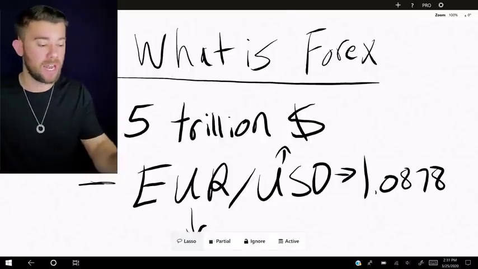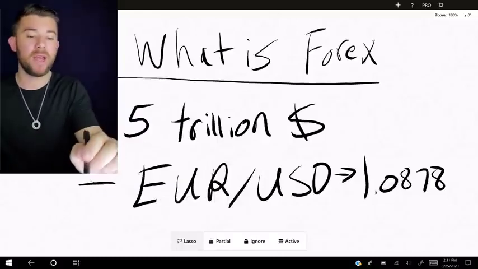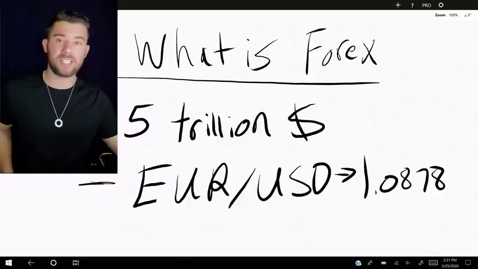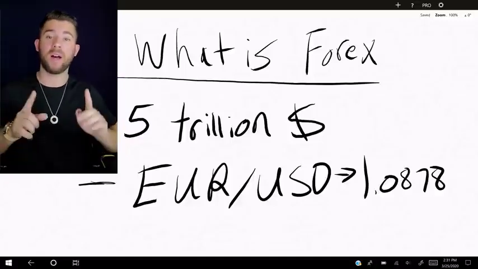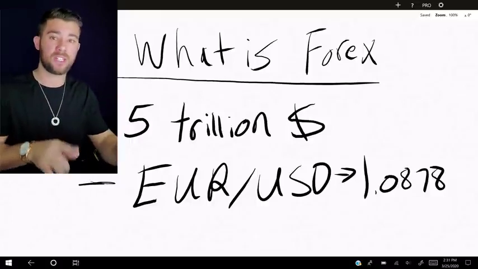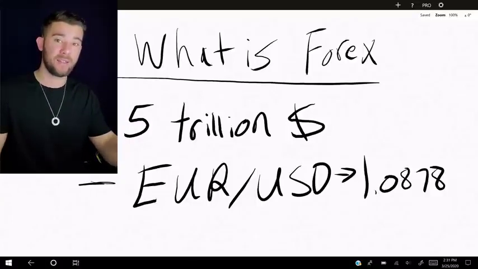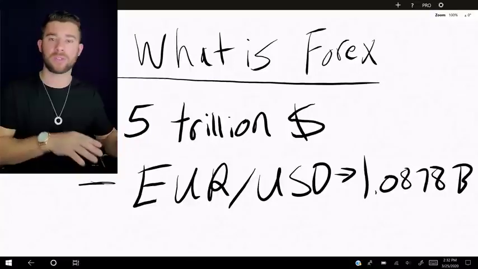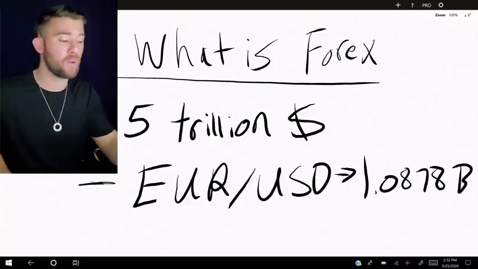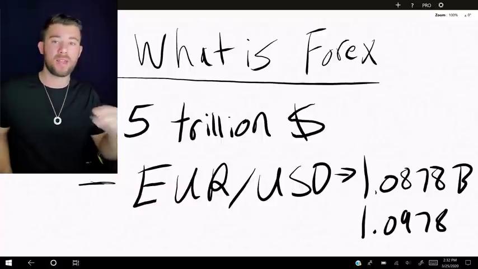So let's do an example of that right now. What you're actually making money on in the Forex market and what you're trading based on is this exchange rate fluctuating in value, going up and going down. So if this exchange rate goes from 1.0878, let's say you put in a buy order. We're going to go over all of this later on, so don't get confused yet. But if you put in a buy order at 1.0878 and this exchange rate goes to 1.0978, then you make the difference.